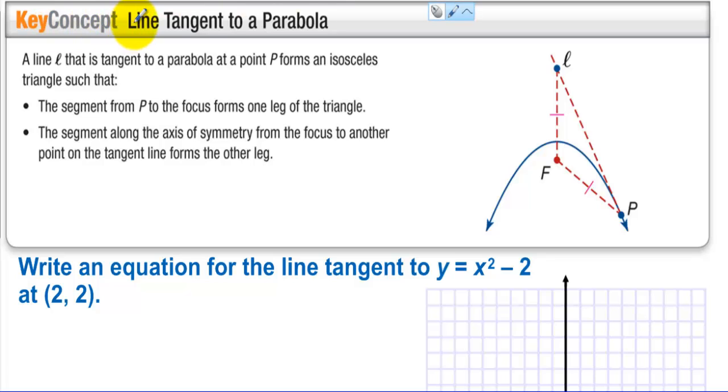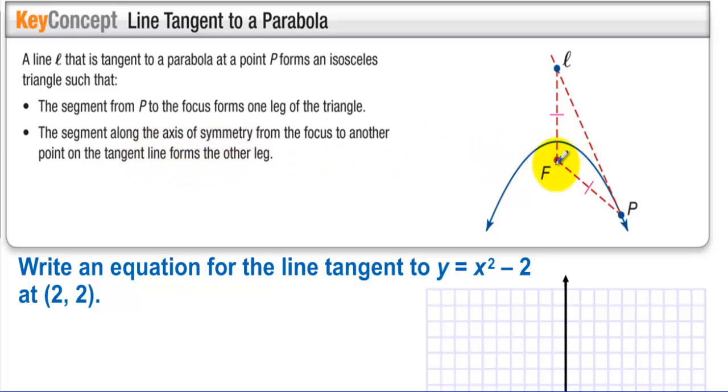Section 7.1 Day 3, Line tangent to a parabola. A line L that is tangent to a parabola at a point P forms an isosceles triangle such that the segment from P to the focus forms one leg of the triangle. The segment along the axis of symmetry from the focus to another point on the tangent line forms the other leg.